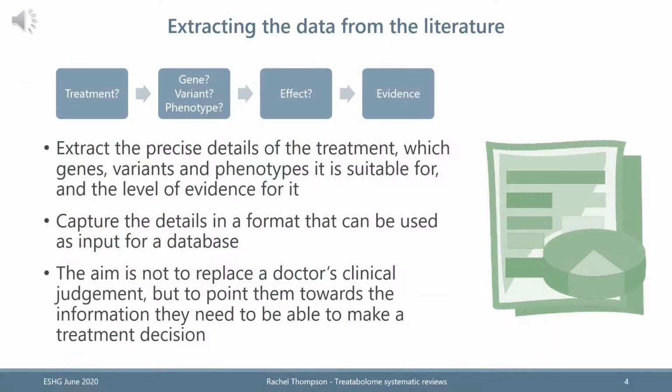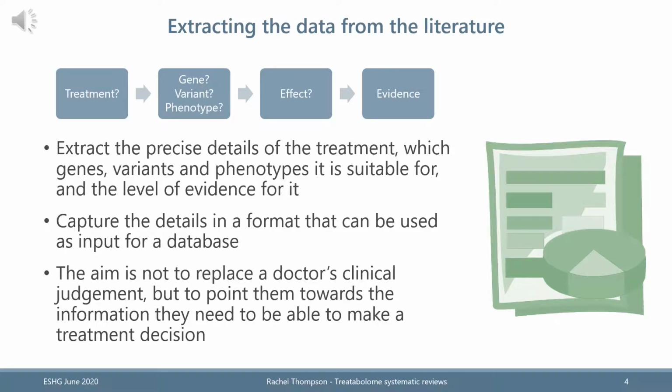Now, if you're a clinician or a researcher with a special interest in a particular group of genetic disorders, you've probably already come across examples of treatable patients like our congenital myasthenia patient, and you probably also know of patients who should have received a particular intervention but didn't get it soon enough. And that's what our Treatabolome project is designed to address.